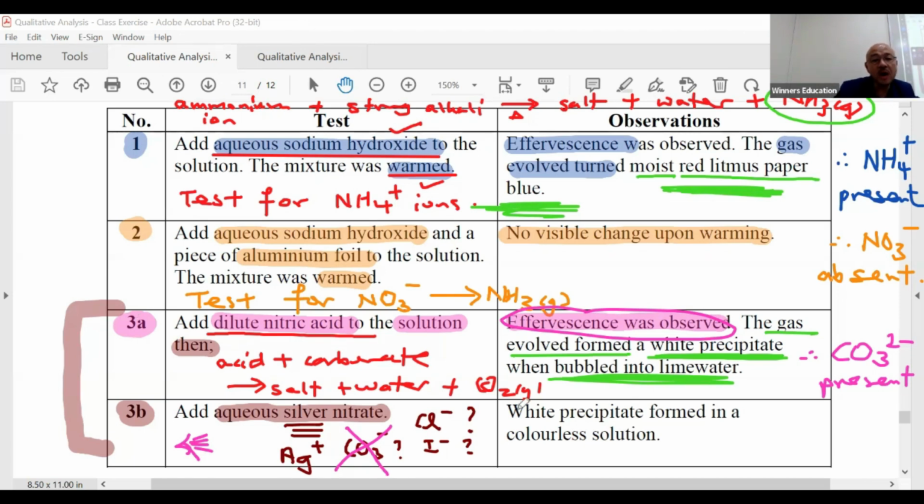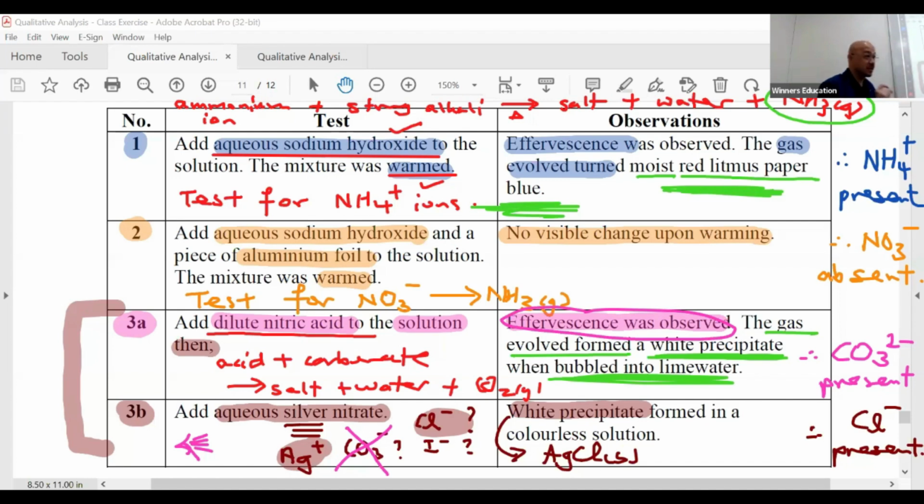I saw a white solid is formed. So the white solid must be due to silver chloride. Done. Make sense? It's all storytelling. And therefore, I conclude that chloride ion is present. And from here, I would like to share something which I think I mentioned before, but you're not aware.